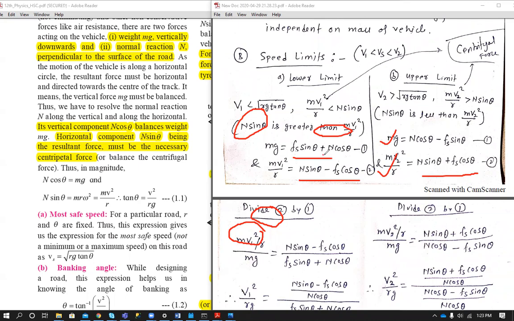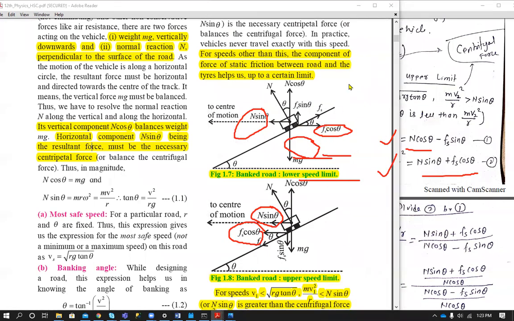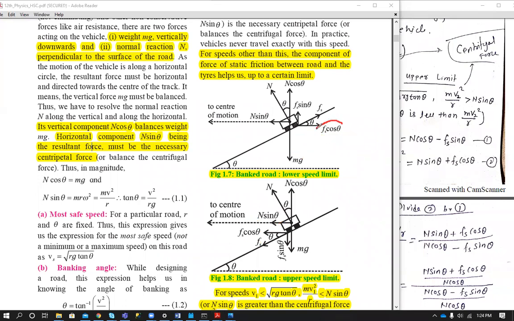Here, only the frictional force gets reversed. In the diagram I can show you. Let me clear all this. In the earlier case, fs cos theta is directed towards the right-hand side. Now it is directed towards the left-hand side. So that's why the sign is reversed. Here fs sin theta was directed vertically up. Now it is vertically down.